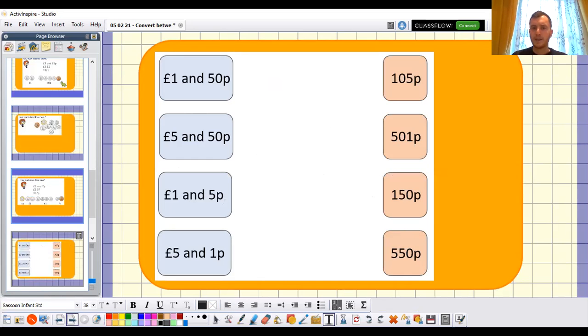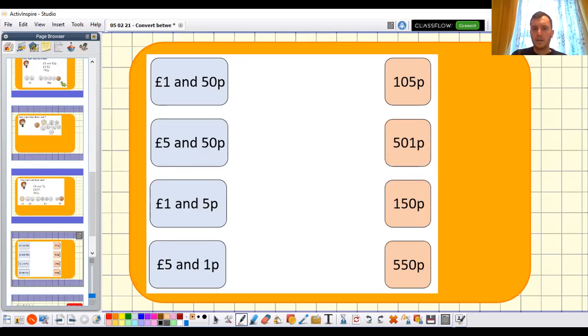Final little activity to look at before we move on to our challenges. I've got pounds and pence on this side and just pence on this side. Can you match them up? Maybe you can do this one in your head. Can you think which one goes with £1 and 50 pence? Which one goes with £5 and 50 pence? Which one goes with £1 and 5p? And which one goes with £5 and 1 pence? If you want some extra time, pause the video, but let's go through the answers together if not.